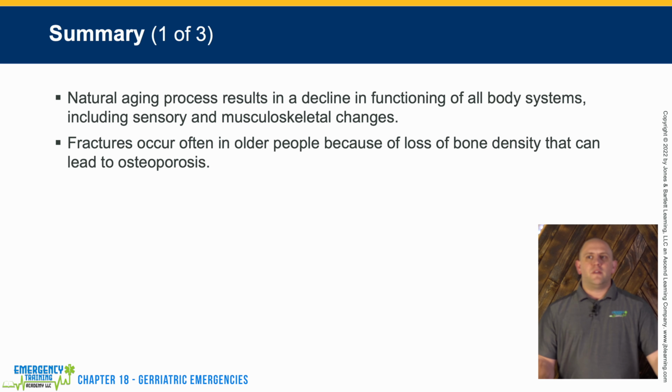So in summary, this chapter describes special considerations and skills needed when caring for our geriatric patients. The natural aging process results in a decline in function in all the body systems, including sensory and musculoskeletal systems. We need to pay attention for fractures, which occur often in our older populations because of bone density loss that can lead to osteoporosis.